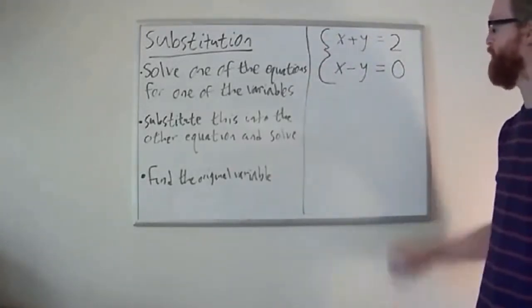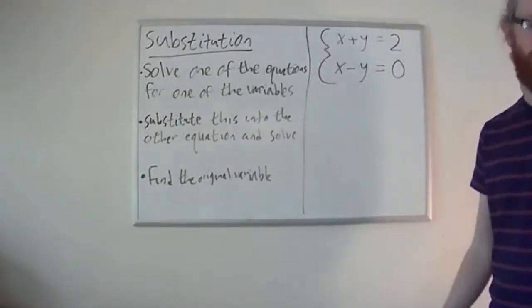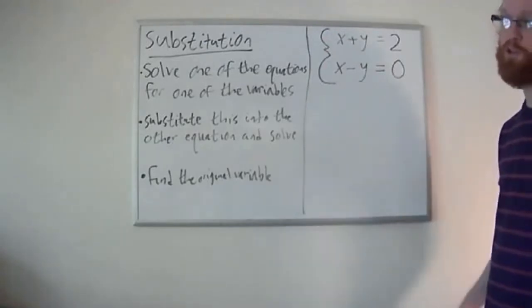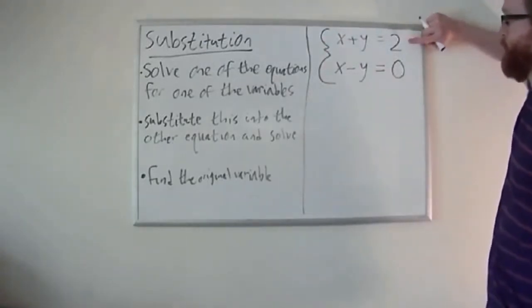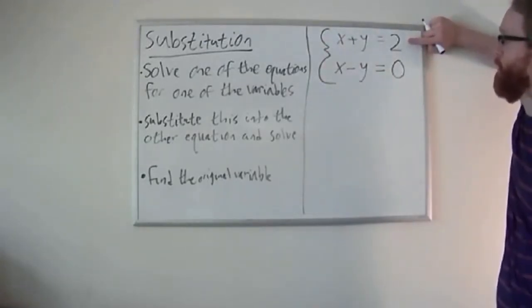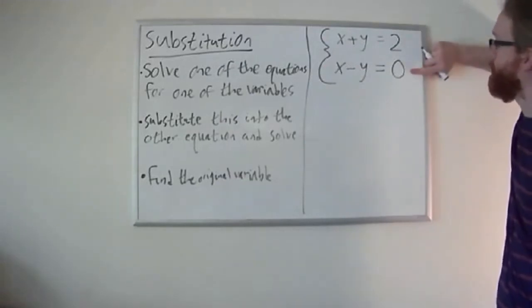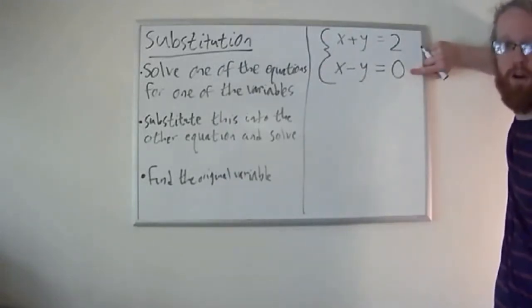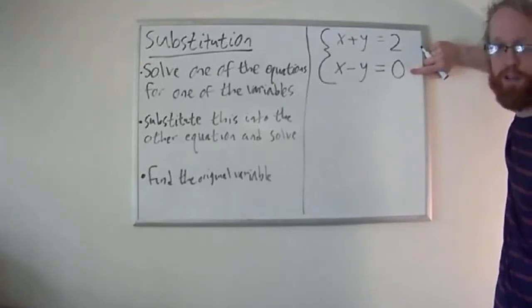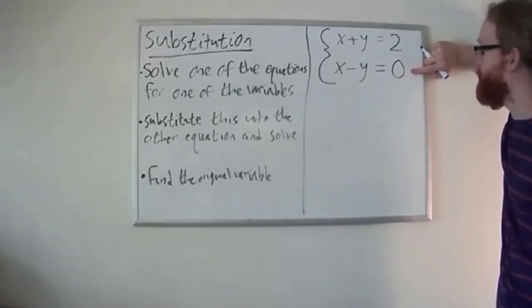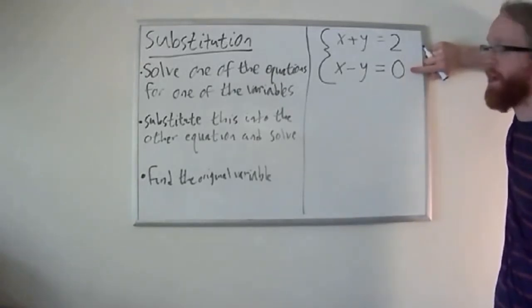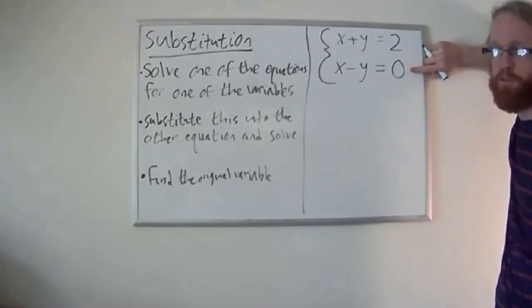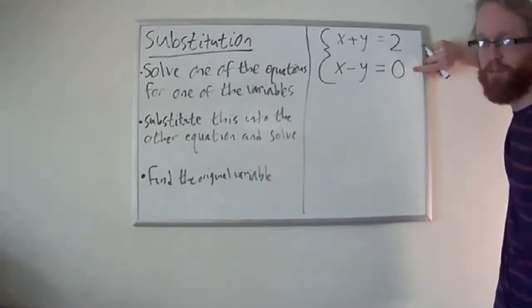So let's do step one. Let's solve an equation for a variable. It doesn't matter which one we choose. Maybe let's take this first equation up here. Or maybe let's take the second equation. It's just going to be a little easier if we take this one. But it shouldn't matter. Let's take this equation here, this x minus y equals 0, and let's solve it for, I don't know, x. Let's get x by itself.